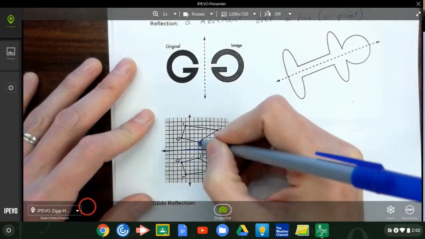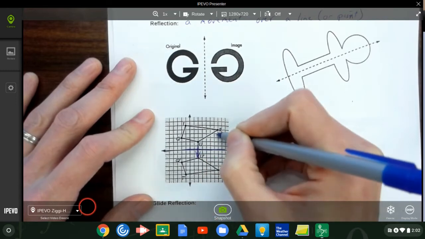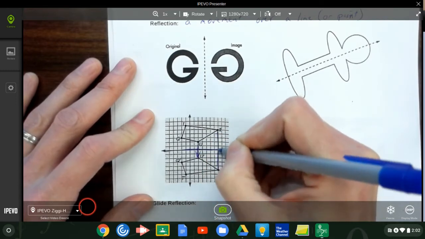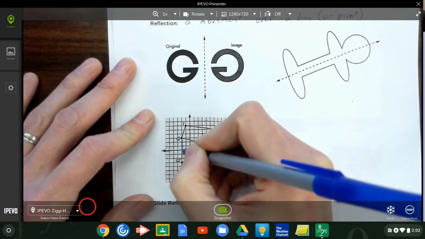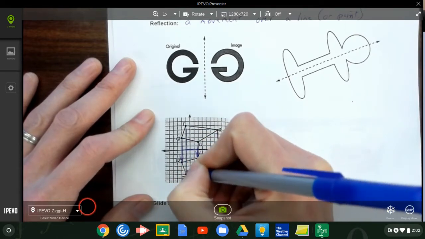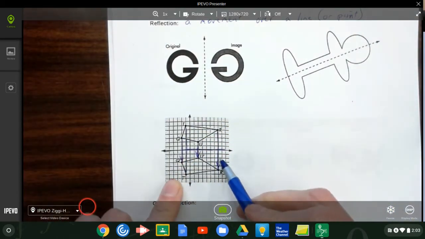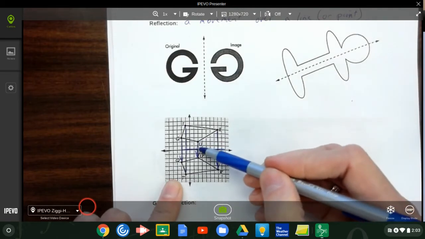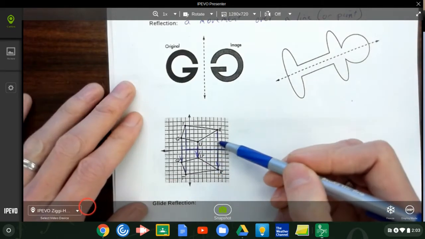Neat thing to notice, if I connect my u to u prime, notice that we don't have vectors this time because they're all different distances. They are parallel, but they're different distances, okay? But the distance from here to there is the same, and we're going to talk about what happens with those.